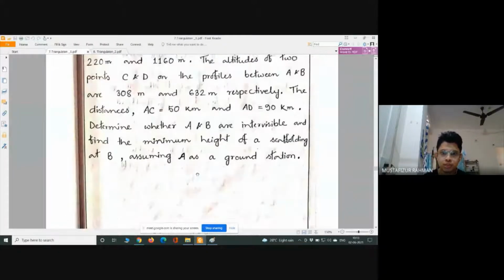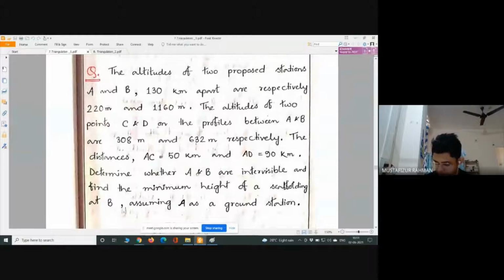So this was our problem. We have 2 points A and B, certain kilometers apart, and there are again two stations or points in between point A and point B by name C and D. Now we are looking from A to B, and the question here is, are the points A and B intervisible? Can we see point B from point A?